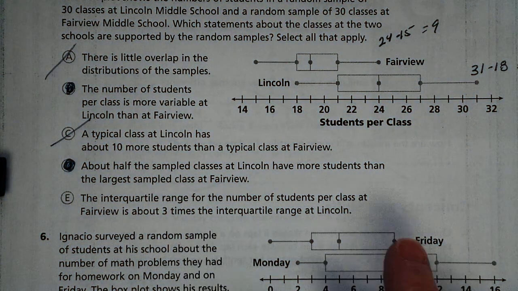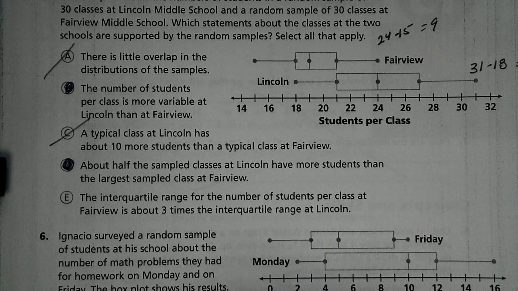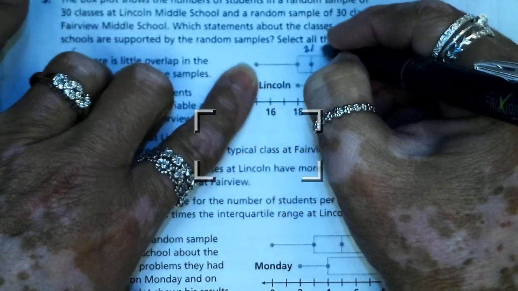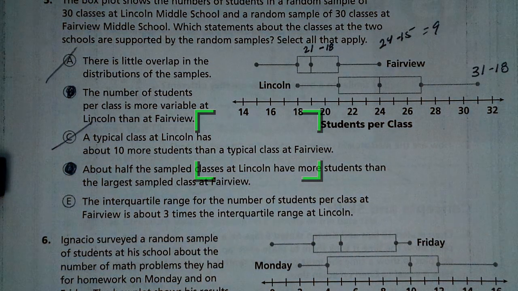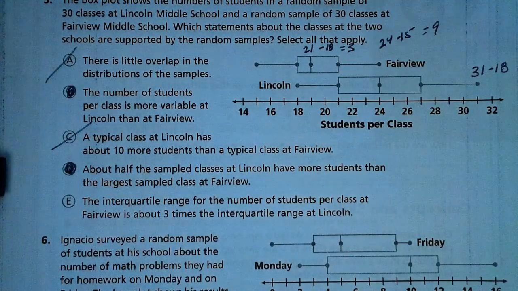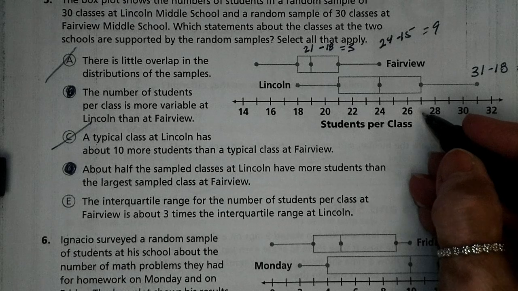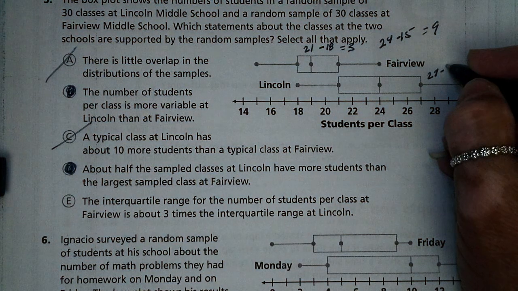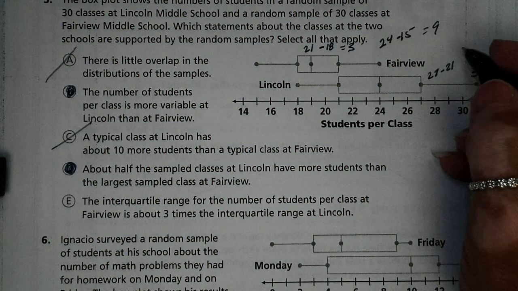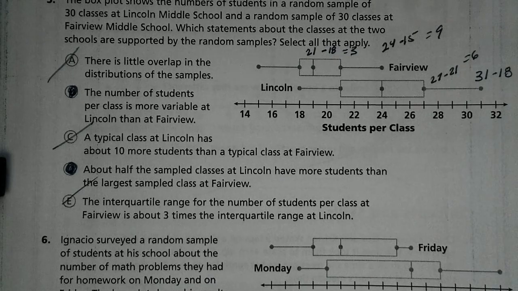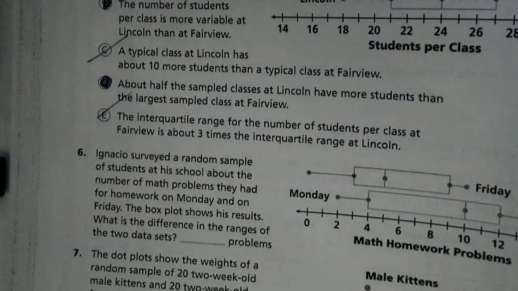And the interquartile range for the number of students per class is 3 times the interquartile range. Well, interquartile range here is 21 minus 18. So that is 3. And this one is 27 minus 21. And that should be 6. So that one is a no, because if I divide 6 by 3, it's only 2, not 3.